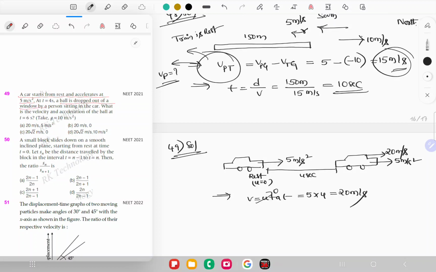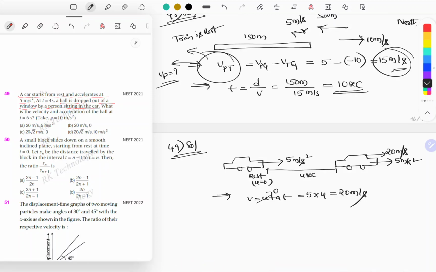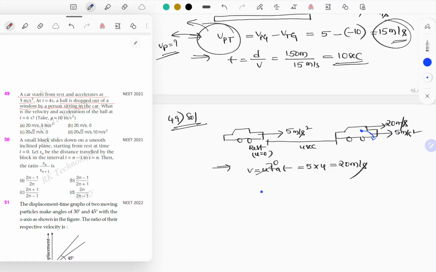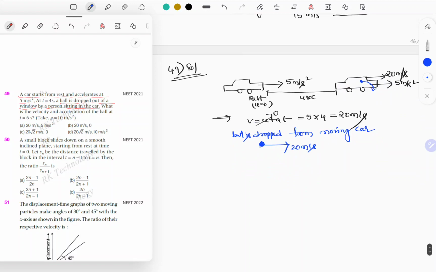A ball is dropped out of the window of a car by the person who is sitting inside the car. What is the velocity and acceleration of the ball at t is equal to 6 seconds? Whenever a ball is dropped from a moving car, the velocity of that ball is going to be the same as that particular vehicle at that point of time, which is going to be 20 meter per second. So it is like a horizontal projectile motion. Vertical initial velocity is going to be 0, horizontal initial velocity is going to be 20 meter per second.